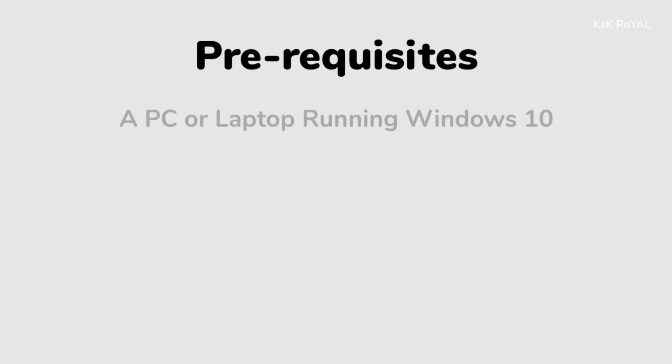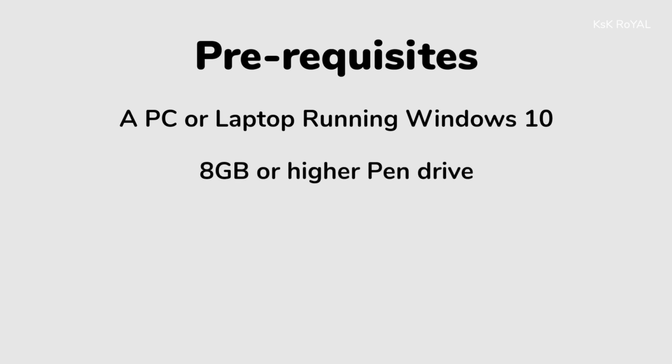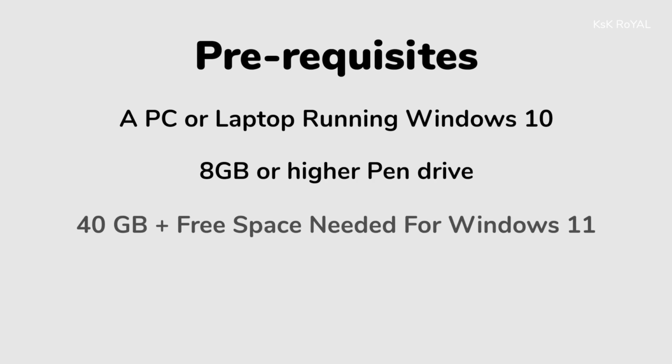Anyway, the prerequisites of this video: make sure your computer is running Windows 10, and you need an 8 gigs or higher pen drive to create a bootable USB with Windows 11. A free space of 40 gigabytes or higher on your drive is needed to install Windows 11. And lastly, make sure your system supports secure boot, and yes, it is required to receive Windows 11 updates after installation.